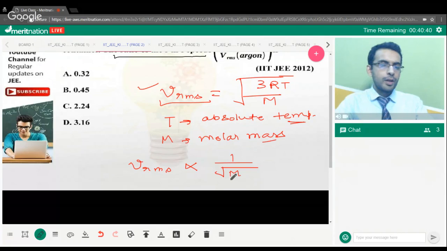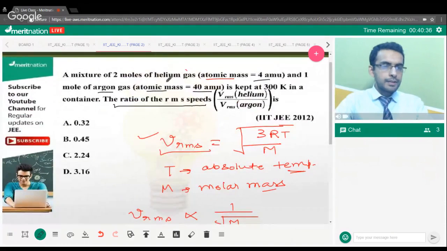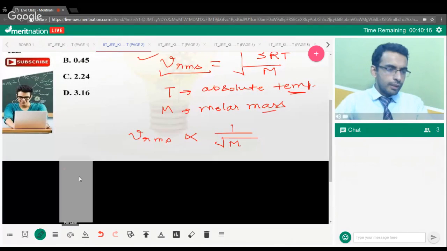So we can understand from here that the atomic mass of helium gas is 4 AMU, so its molar mass will be 4 grams. And the atomic mass of argon is 40 AMU, so its molar mass will be 40 grams. So we can say that, let's do it in yellow color.